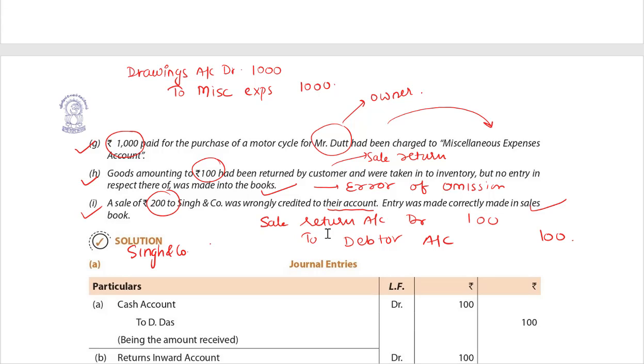So originally we had debited Singh and Company by 200, and for the rectification, since we have credited him wrongly, we need to debit again 200. So Singh and Company needs to be debited by 400, and in credit what will come? Suspense account 400. I think it is clear.